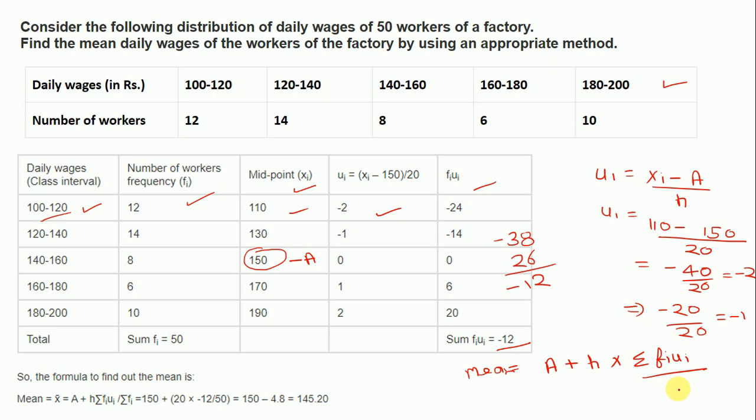and we have to divide it by summation of frequency, that is Fi, and summation of frequency will be the total number of workers, and it is also given here, 50. So A is equal to the mean that we have assumed, 150, H is equal to 20, the class size, you can verify it from here, and FiUi is equal to minus 12 divided by 50. So the answer will come out as 145.20.